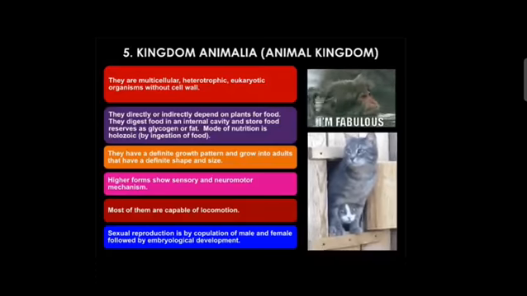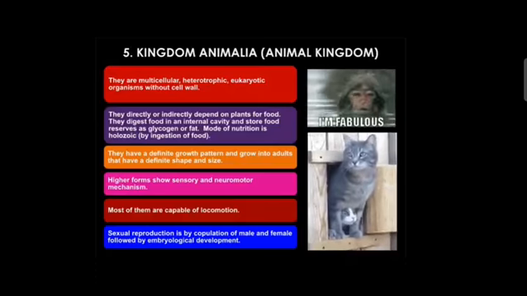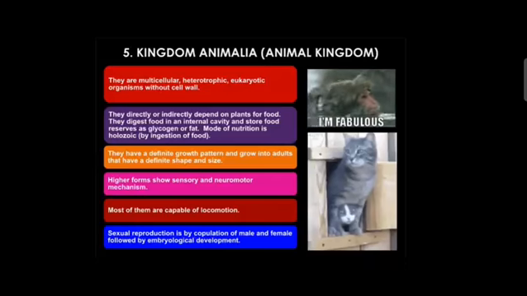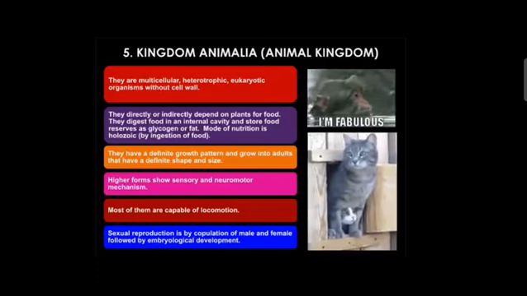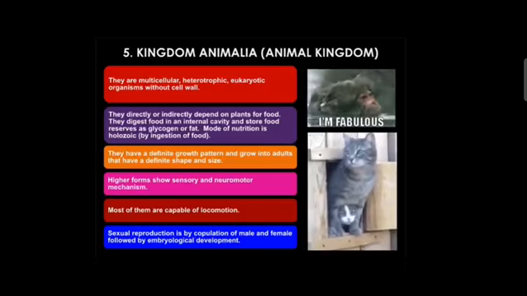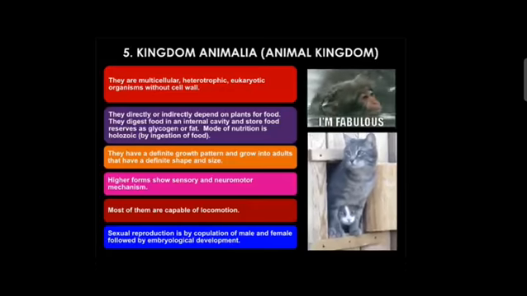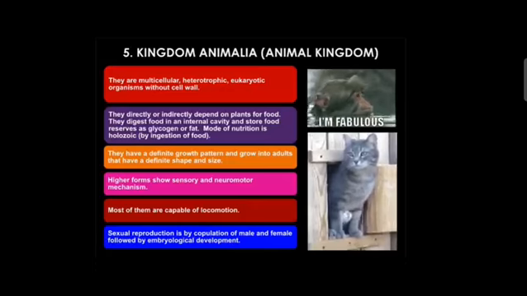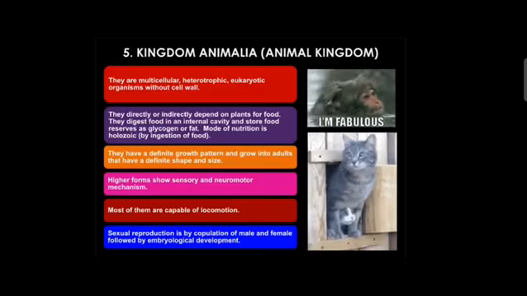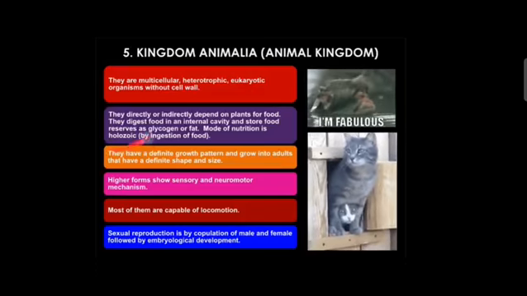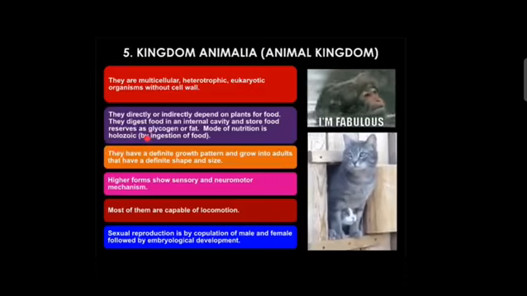They digest food in an internal cavity and store food in the form of glycogen or fat. So digestion of the food, where does it occur? In the internal cavity, in the digestive system, and whatever the food is digested, it is stored in the form of glycogen or fat. Then the mode of nutrition is holozoic. Holozoic means by ingestion of the food, we are taking inside, we are engulfing, we are eating the food. So that type of nutrition is called holozoic nutrition in all the animals.